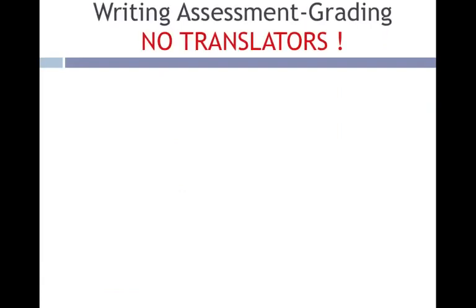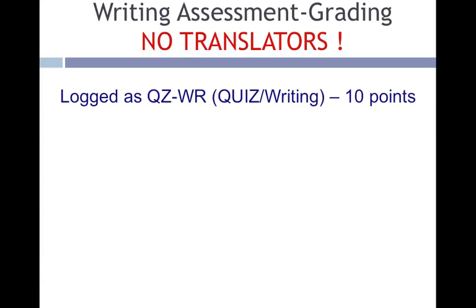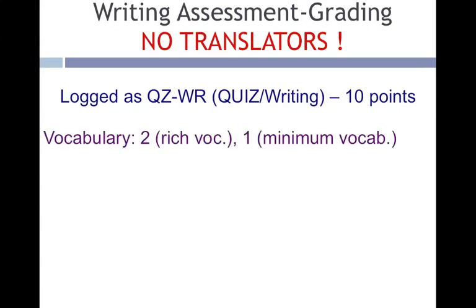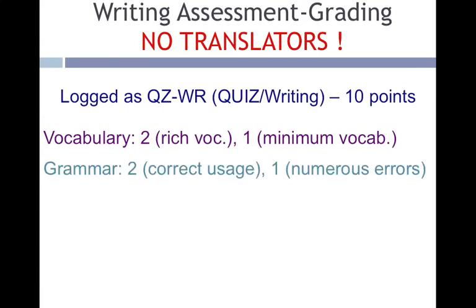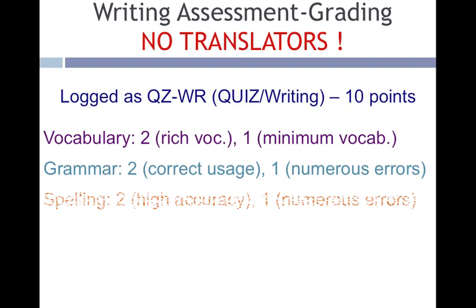So here's how you're going to be graded on this. How should you write? Your grade is going to be logged as a quiz component. Writing, it will come up QZWR in your grading column. And it's a 10-point assignment. The vocabulary is worth 2 points. If it's rich vocabulary, 2, minimum vocabulary, 1 point. Grammar. Are you conjugating your verbs correctly? Are you using el, la, los, las, un, unos, unas, una properly? 2, correct usage. Really doing a good job. 1 for numerous errors. Spelling, muy importante. 2, a high accuracy of spelling. 1, numerous errors.